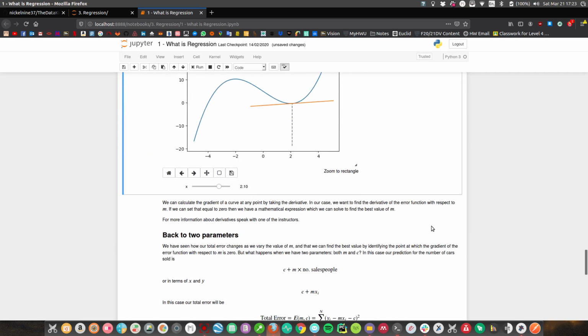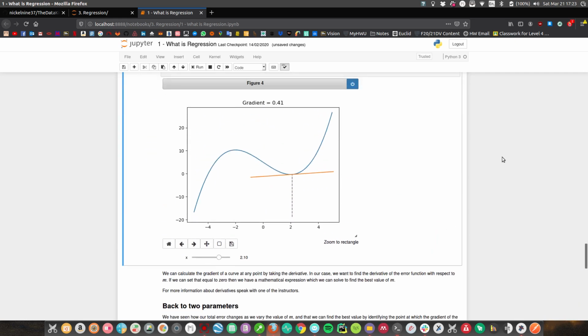So that's just basically a bit of a mathematical aside, and if you want to dig deeper into the maths of that, there's plenty of resources online. But that's basically the idea. So we solve this, we find the best value of m and c by essentially finding the point at which the gradient of our error function with respect to our input parameters is 0.